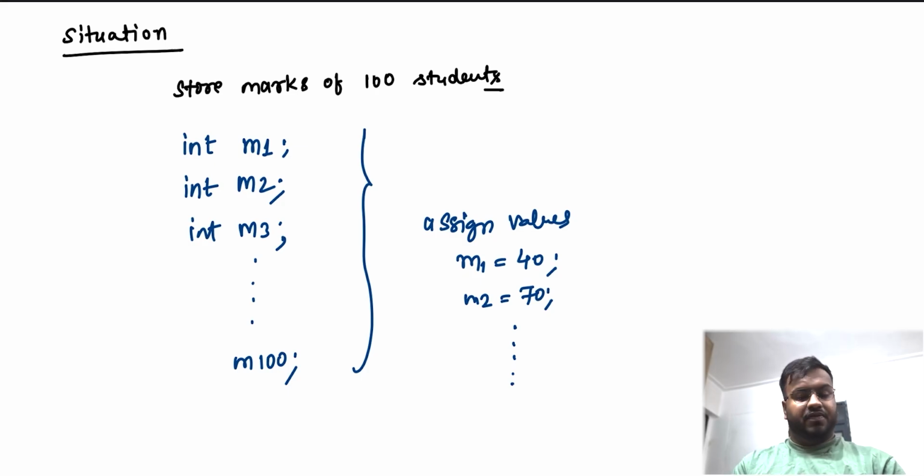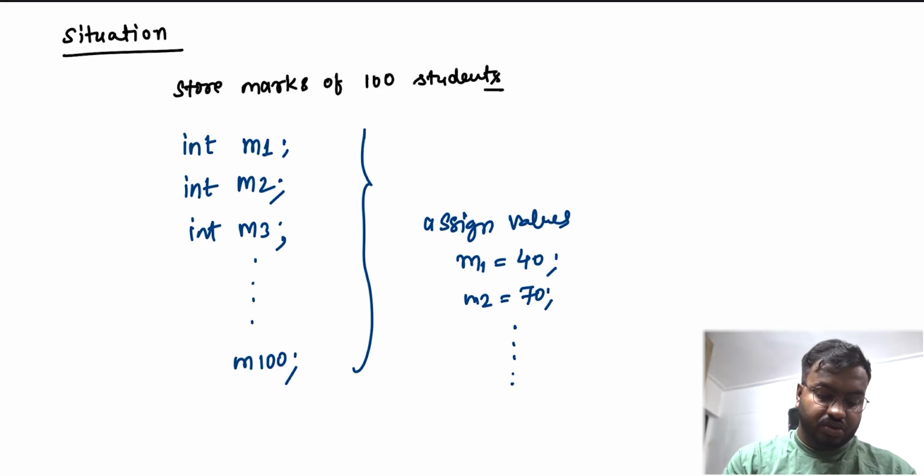We can perform our task by these particular steps. We can declare 100 variables, then we can assign the values, and then whatever operations we want to do, we can perform them. But just imagine how difficult it would be to handle so many variables in the program, and the program would become very lengthy. For example, you are declaring 100 variables, then assigning 100 variables, so the program would become unnecessarily lengthy. That's why the concept of arrays is useful in these types of situations, where we can group similar data together.